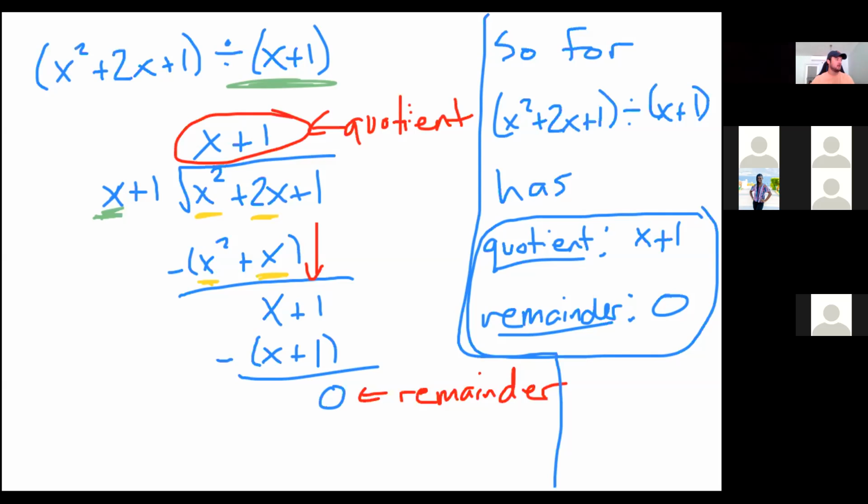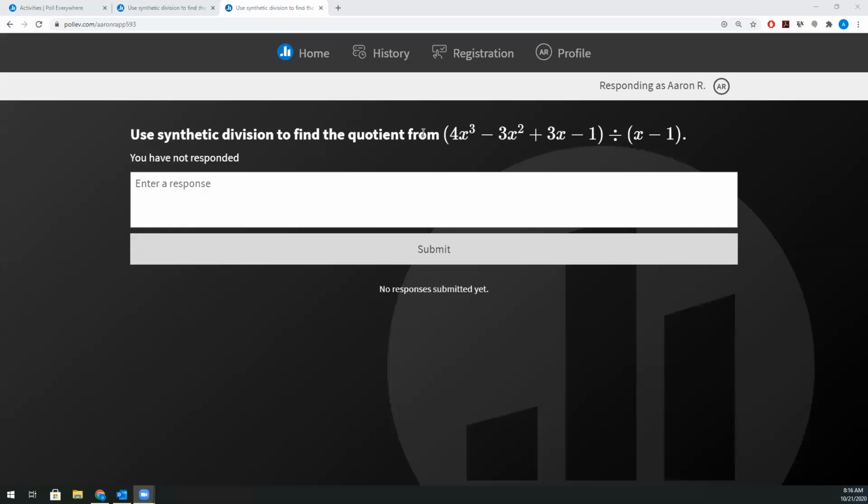So synthetic division is next. I'm going to activate a new problem, and you're going to see it up on the screen. Use synthetic division to find the quotient. I just want you to figure out what the quotient is from the division of 4x cubed minus 3x squared plus 3x minus 1 divided by x minus 1.